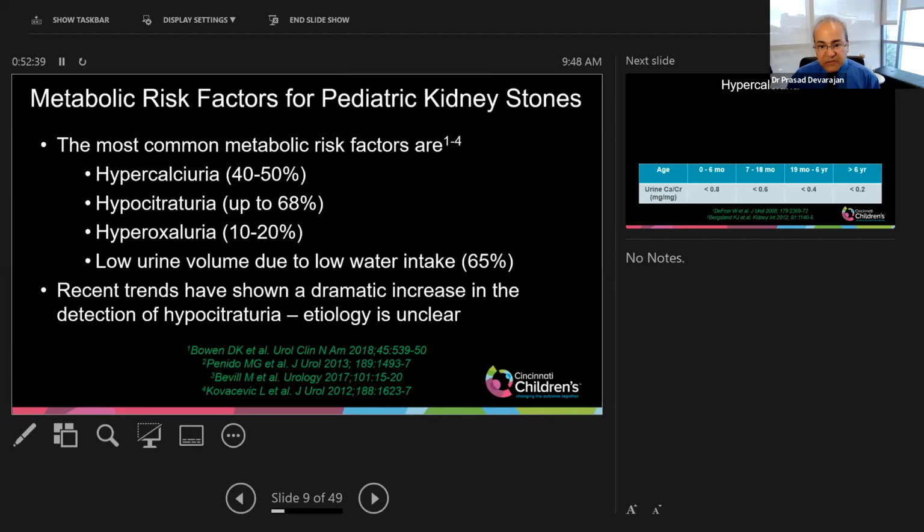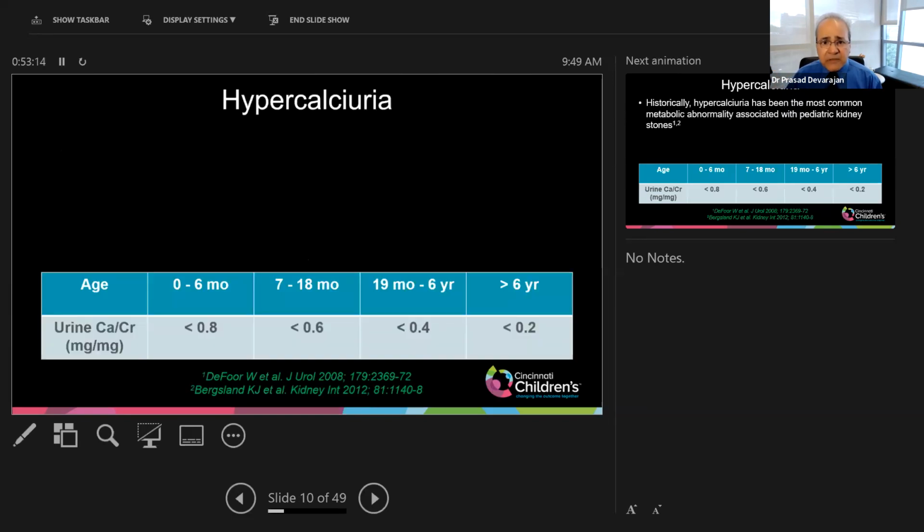And the recent trends have shown this dramatic increase in the detection of hypocitraturia. We don't know why. It's probably dietary, it's probably genetic, we're not sure, but traditionally, we used to think hypercalciuria is the most important metabolic risk factor. But now it is becoming obvious that about 70% of children with kidney stones actually have low levels of citrate in the urine, and that is the primary cause that leads to the risk factor of kidney stones. Briefly look at each of these.